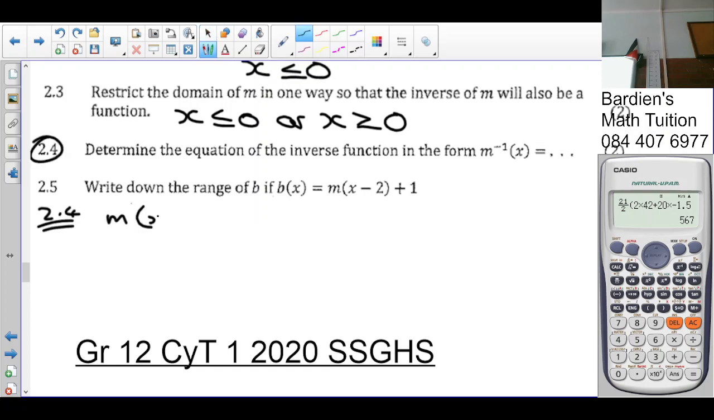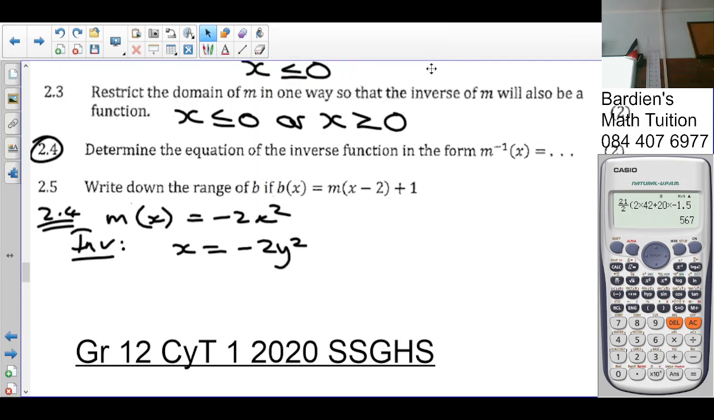So m of x is equal to negative 2x squared. So what we do for the inverse function, we interchange x and y. Remember, m of x is your y. So we interchange x and y with the inverse. So it will simply be x is equal to negative 2y squared.